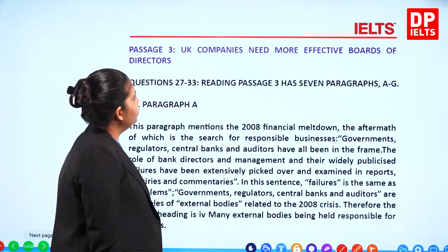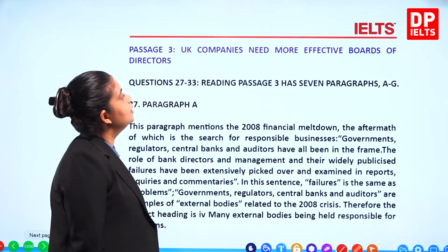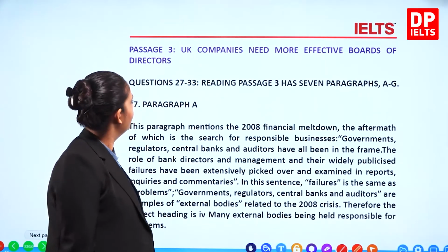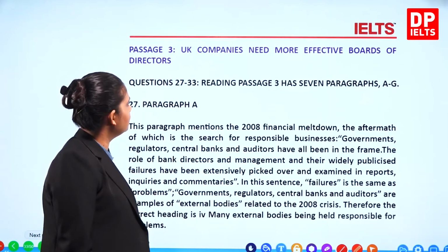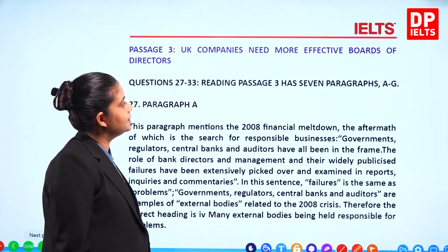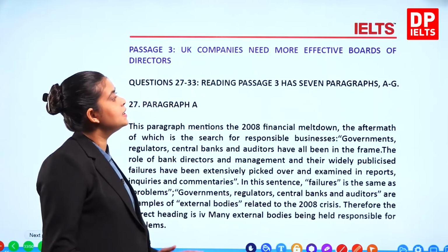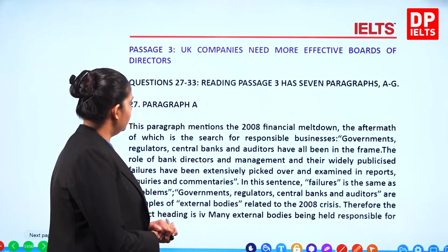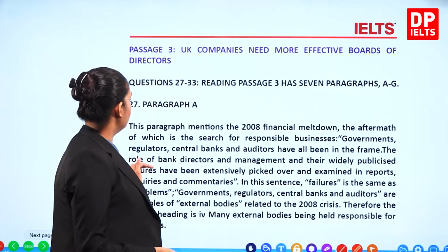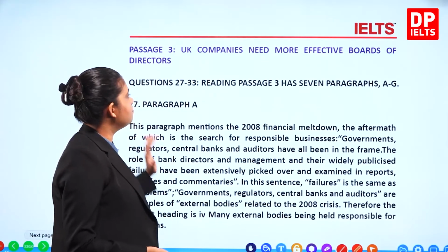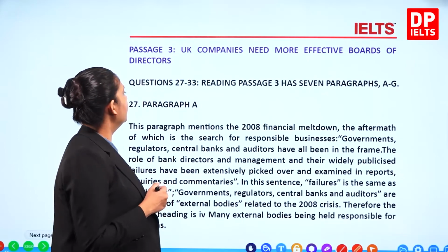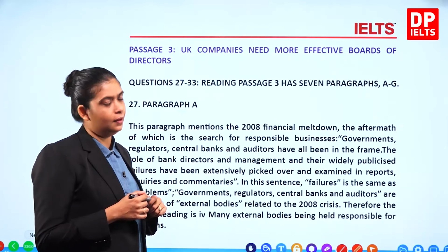Passage 3. UK companies need more effective boards of directors. Questions number 27 to 33, reading passage 3, and that has 7 paragraphs A to G. Right? So, you have to match against the appropriate heading. Question number 27, para A.